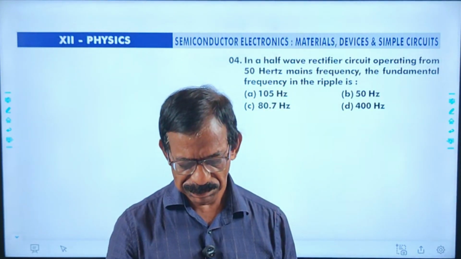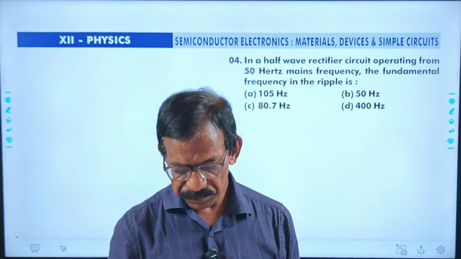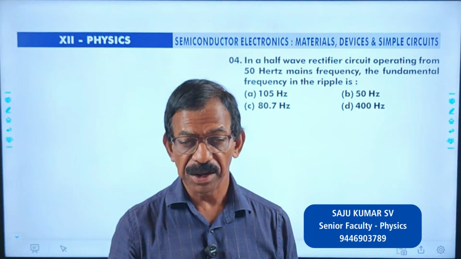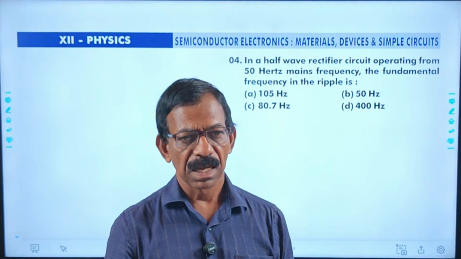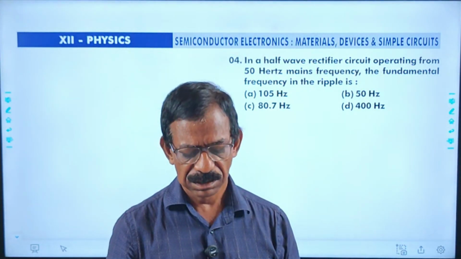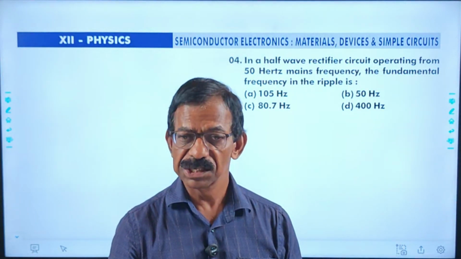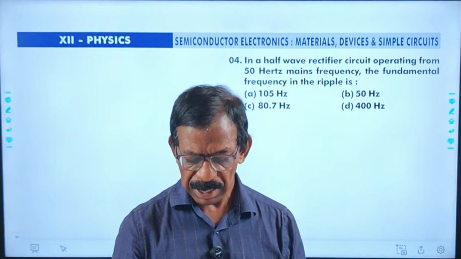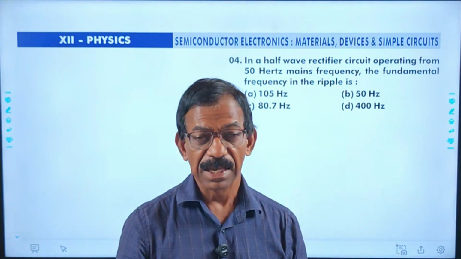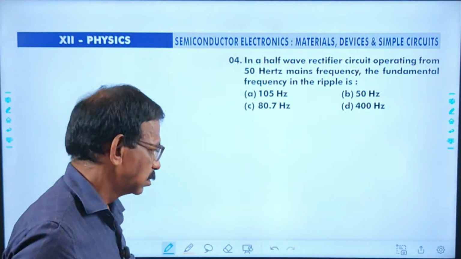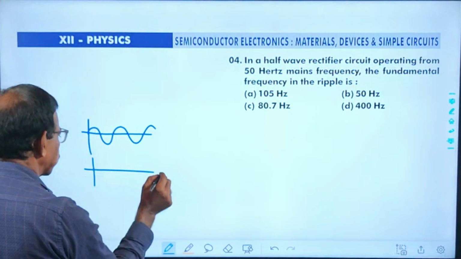Now, question 4. In a half-wave rectifier, operating from 50 Hz means frequency. The fundamental frequency is the ripple. Ripple means the output of the rectifier contains some AC components and it is called ripples. A rectifier is used to convert AC to DC. For a half-wave rectifier, output frequency is equal to input frequency. For a half-wave rectifier, the input may be like this is the input AC and the output will be like this.